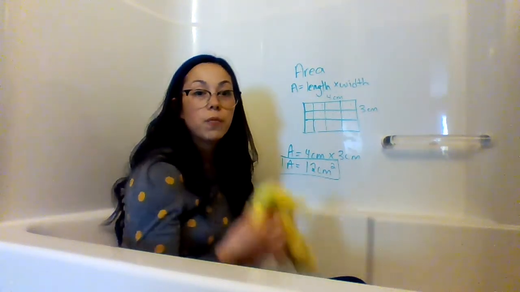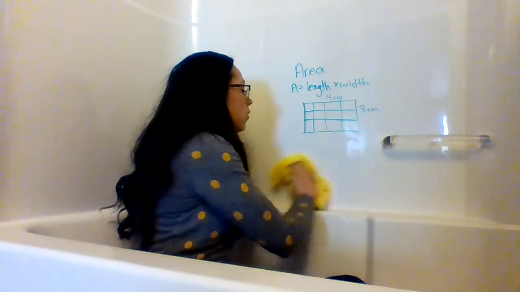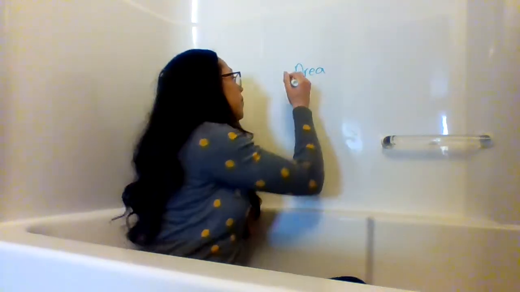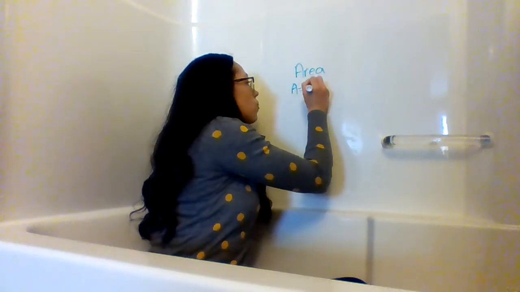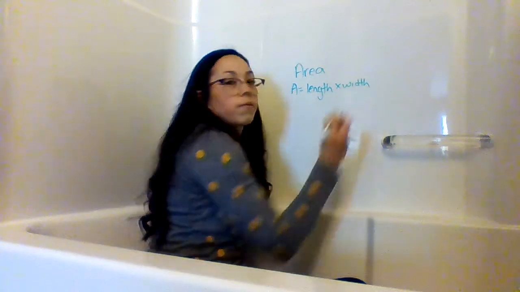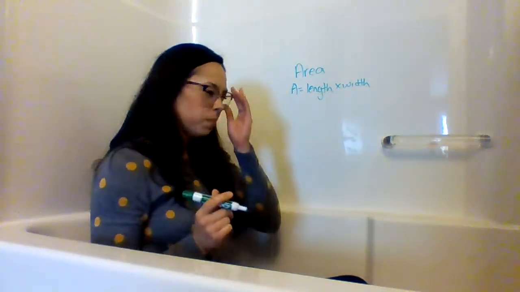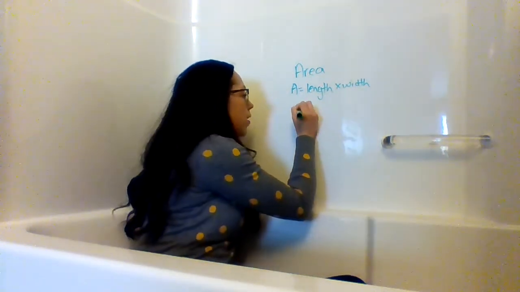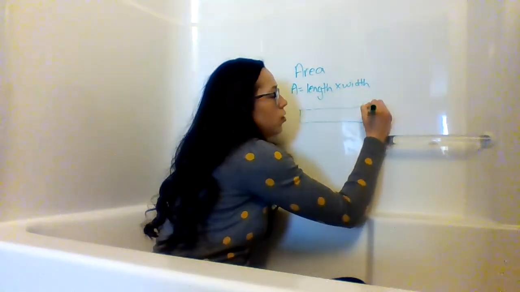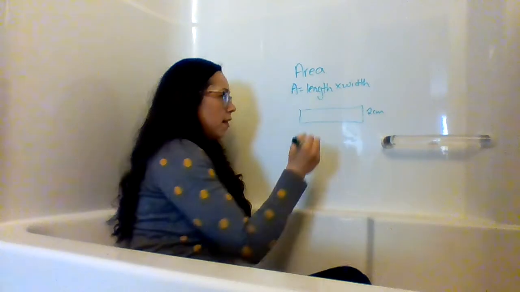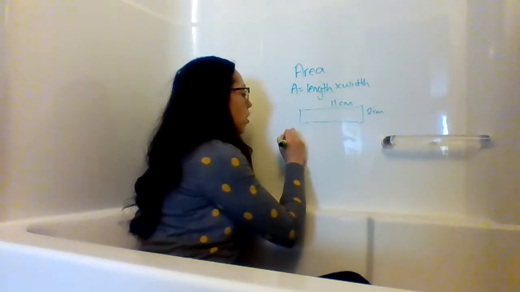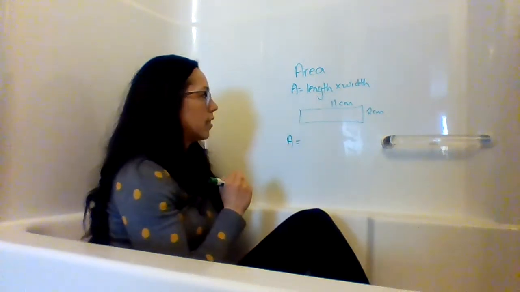Okay, let's try one more example of area. Formula is going to stay: area equals length times width. So say I gave you another rectangle. The width is 2 centimeters and the length is 11 centimeters. So you're going to go area equals length times width.